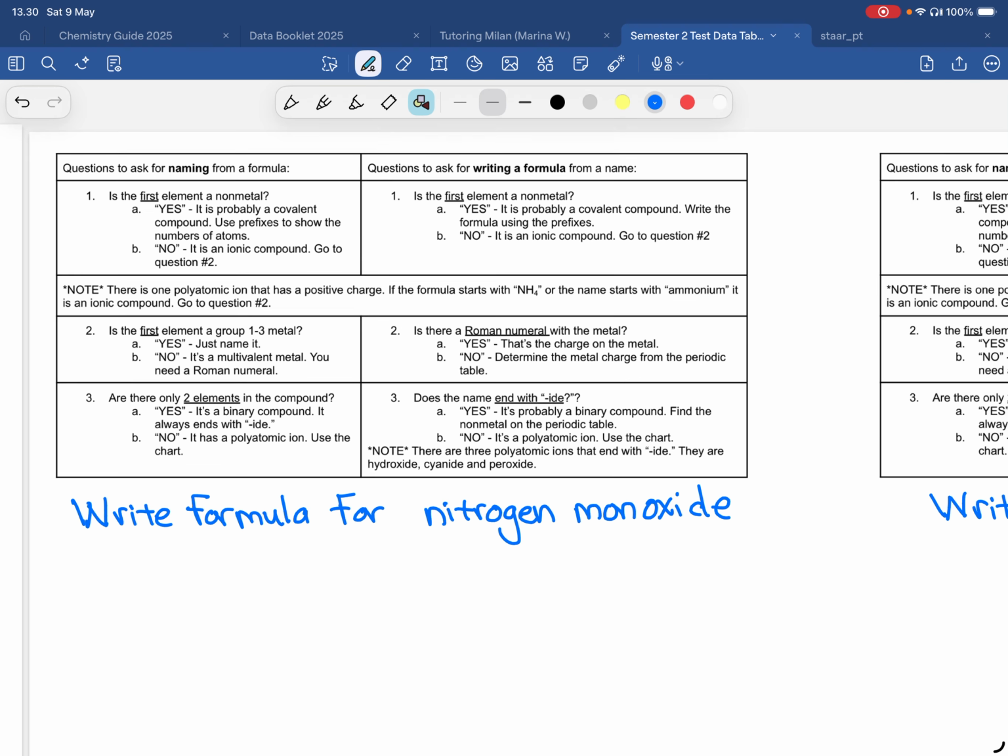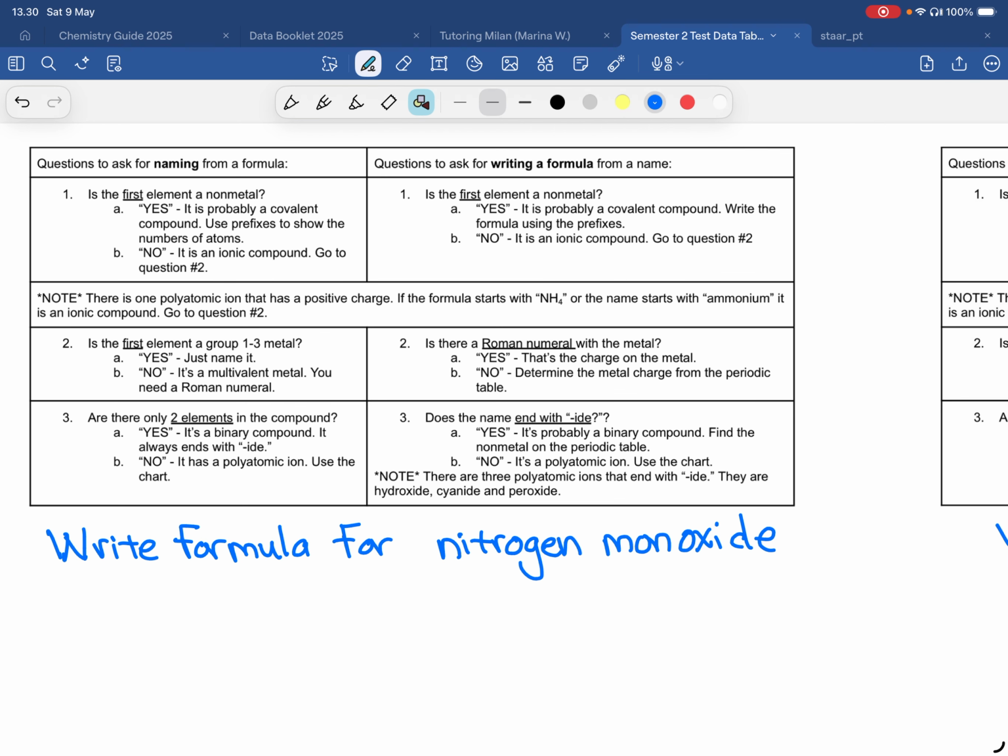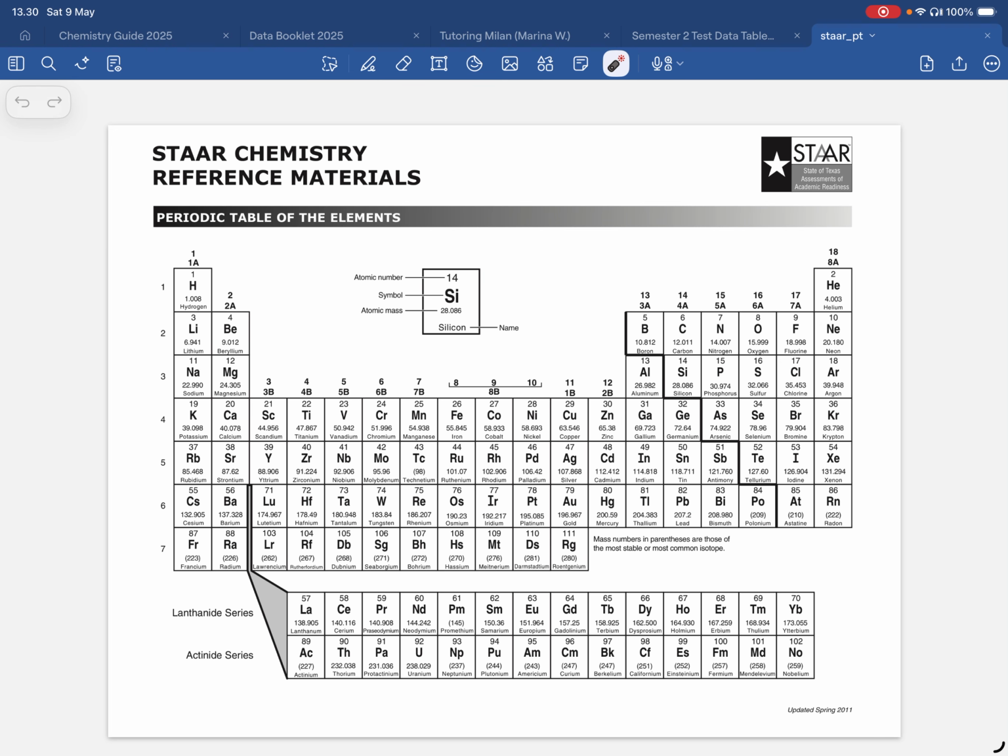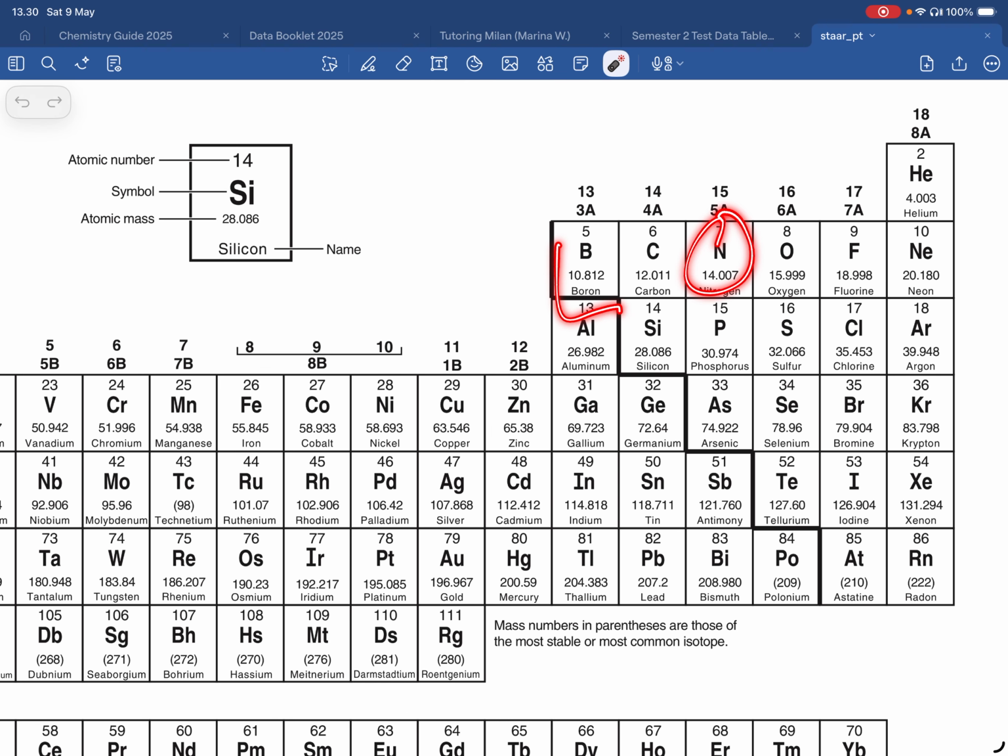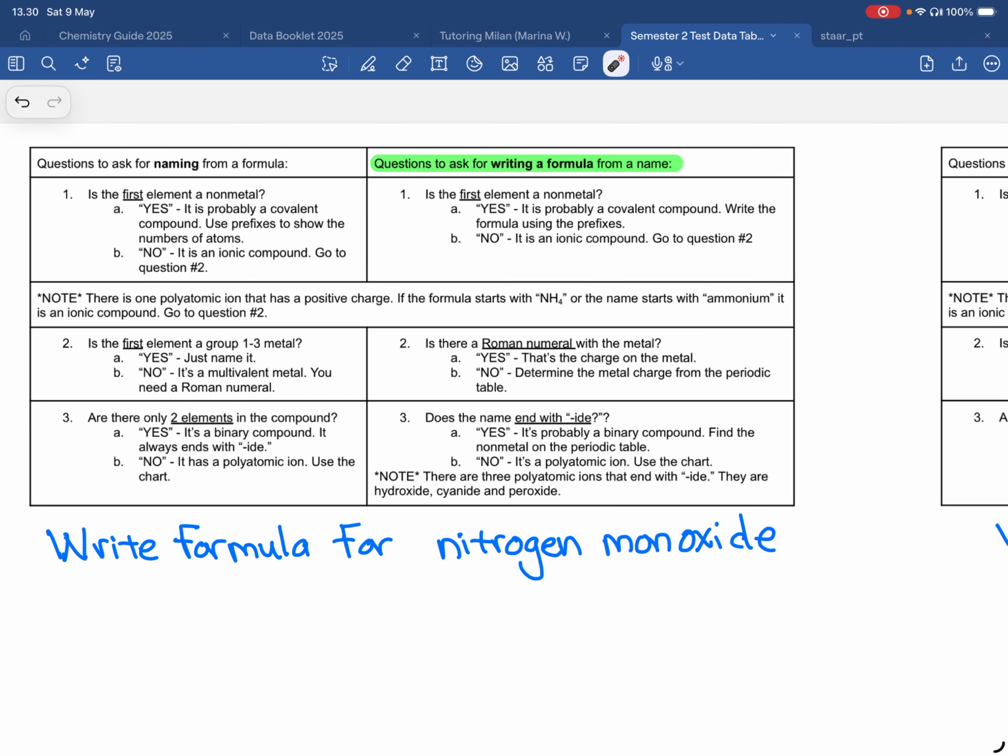Next 2, write a formula from a name. So we are going to be writing a formula from a name. Is the first element a nonmetal? So the first element is nitrogen. Find nitrogen on the periodic table. There's nitrogen. There's the line. Clearly, we are a nonmetal. So the answer is yes. It is probably a covalent compound.